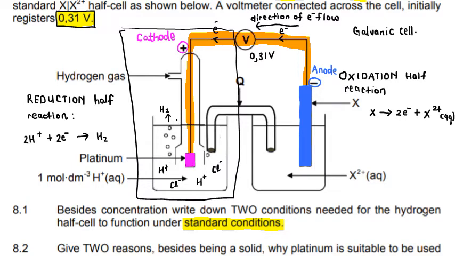And that's just basically going to be that this experiment has to be conducted under room temperature, which is 25 degrees Celsius, and it also has to be conducted under a pressure of 1 atmosphere. So this hydrogen gas has to be under a pressure of 1 atmosphere.